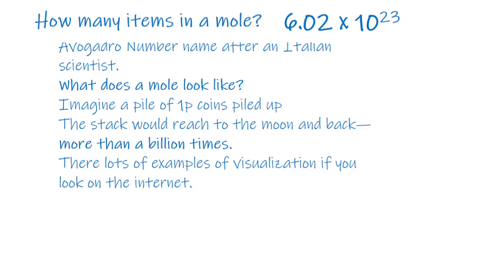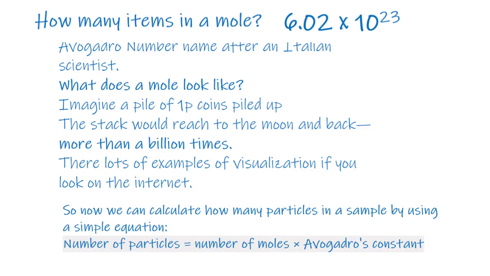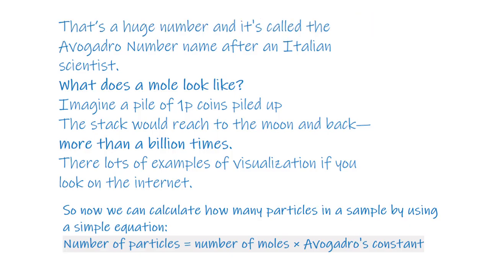What does it look like? Imagine a pile of 1p coins piled up. The stack would reach to the moon and back more than 1 billion times. And there are lots of examples of visualizations. If you look on the internet, you'll find plenty. Now we can calculate how many particles there are in a sample by using this simple equation. The number of particles is the number of moles multiplied by the Avogadro constant, and we'll come to this later on.